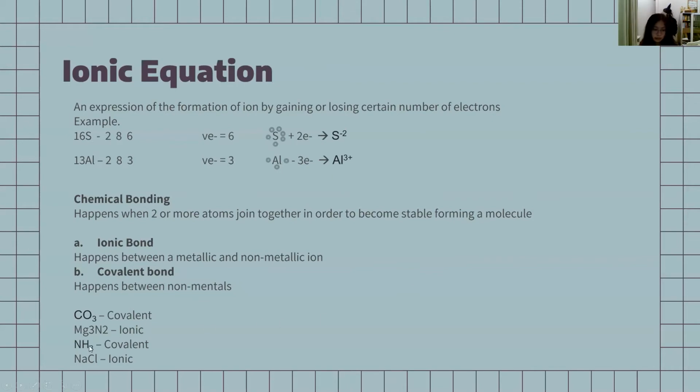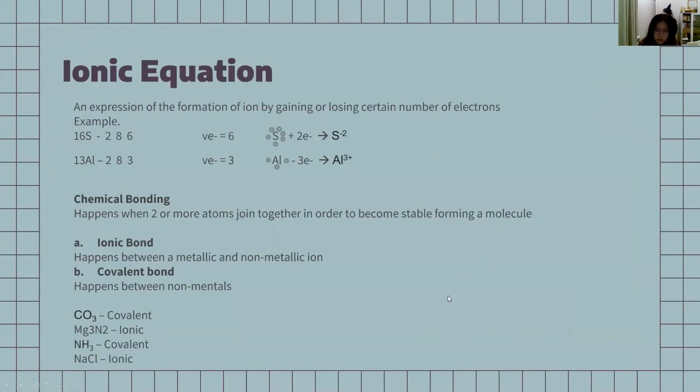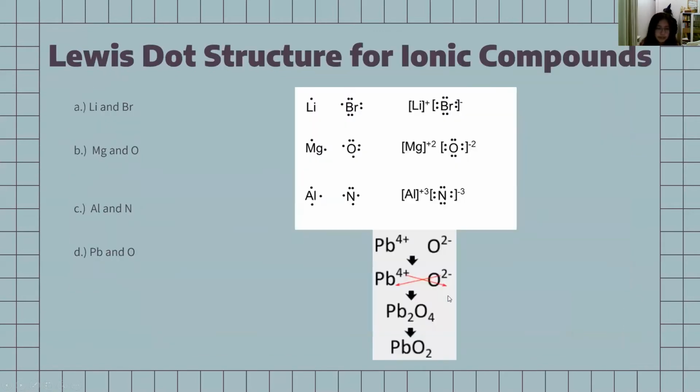And then Mg3N2, magnesium is here and nitrogen is here, so it's metal with non-metal, so it is ionic. And then N with H, this one is N, this is H. H is also included in non-metallic, only H from this, and so on. Now let's have an example of Lewis dot structure for ionic compounds.